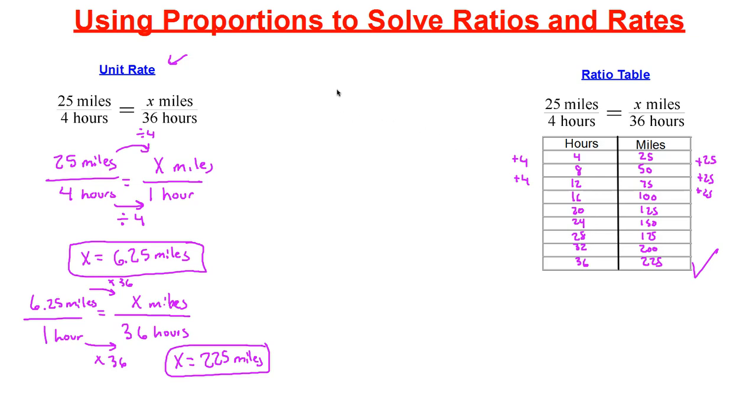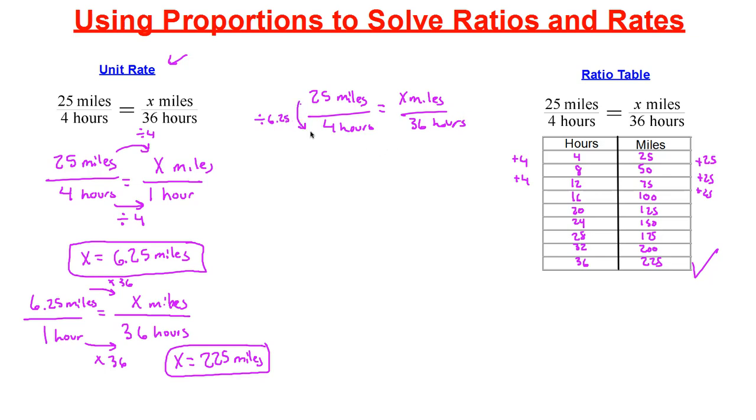Now, there's one more thing I want you to notice. So you see how we have 25 miles, and then 4 hours, and then X miles, and then 36 hours. I've been trying to multiply this way or divide that way, but notice that you could go up and down as well. You don't always have to go horizontal. You could actually go vertical as well. Now, in order to do that, all you have to do is figure out over here 25 divided by what equals 4. And as you can see, we've already figured that out. It's divide by 6.25.